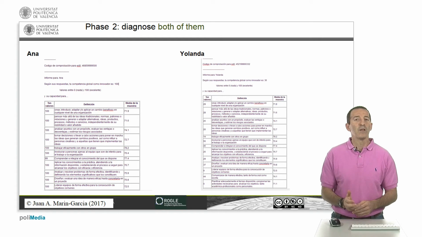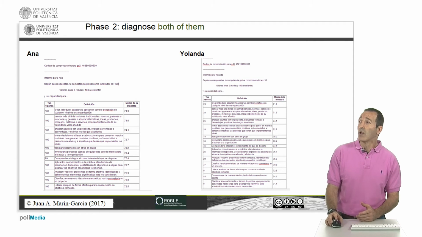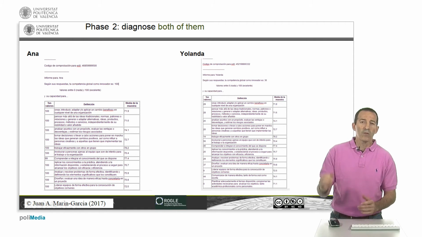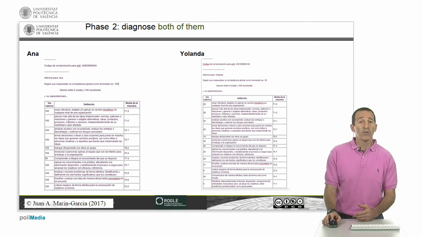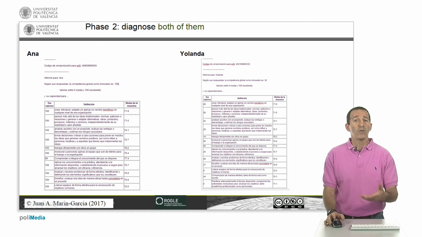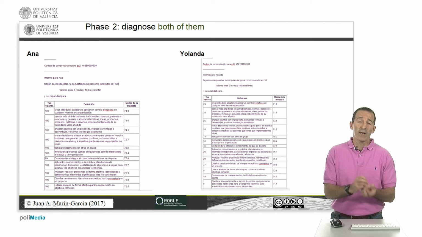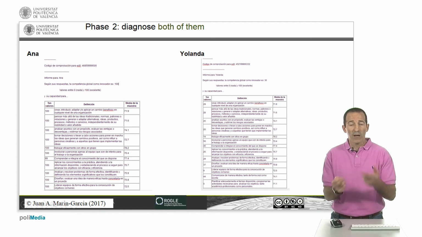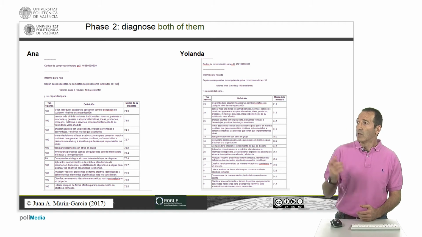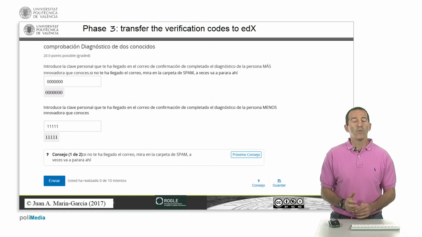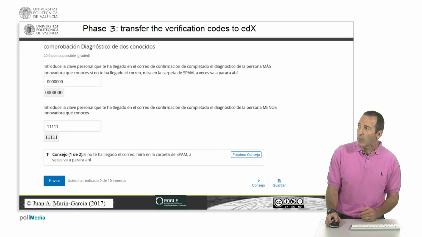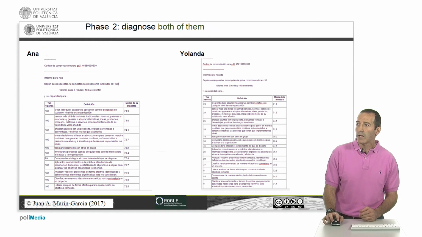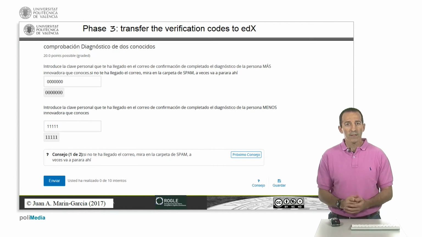This is what you'll receive by email. It's the result, or part of the result, of the assessments for Anna, and this is for Yolanda. Here, in the upper part, you can see that each has a code. These codes are specific to each activity, so make sure you always use the correct code. Otherwise, you won't be able to complete the task properly. You need to enter these codes in order to show that you have carried out the assessments. You enter here the number which you received by email. You only need to copy and paste, and then you click on send, and you'll get a mark for this part of the activity. And now we've completed the first 3 steps.